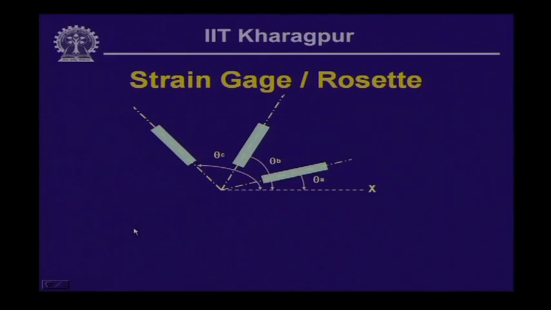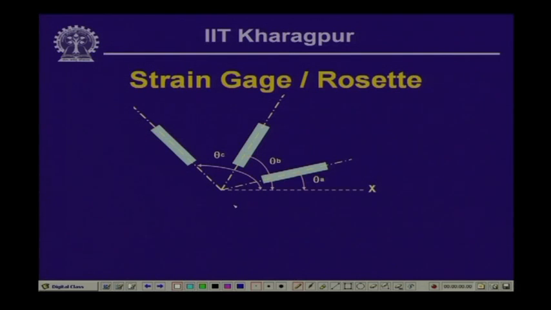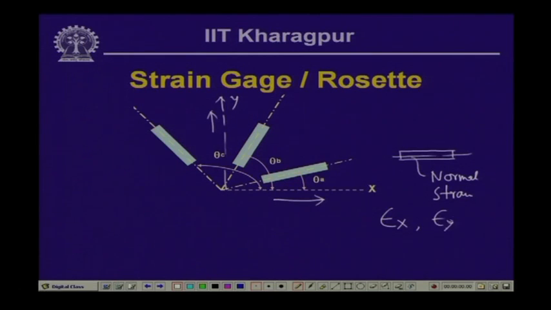In the previous lesson we had discussed that this is the x direction and this is the y direction. Since we can use strain gauges which can measure the normal strain, as we discussed in the last lesson, if we place these gauges in the x direction and y direction, we can measure the strain epsilon x and epsilon y, but we need three quantities, epsilon x, epsilon y and gamma x y, for evaluating the principal strains.